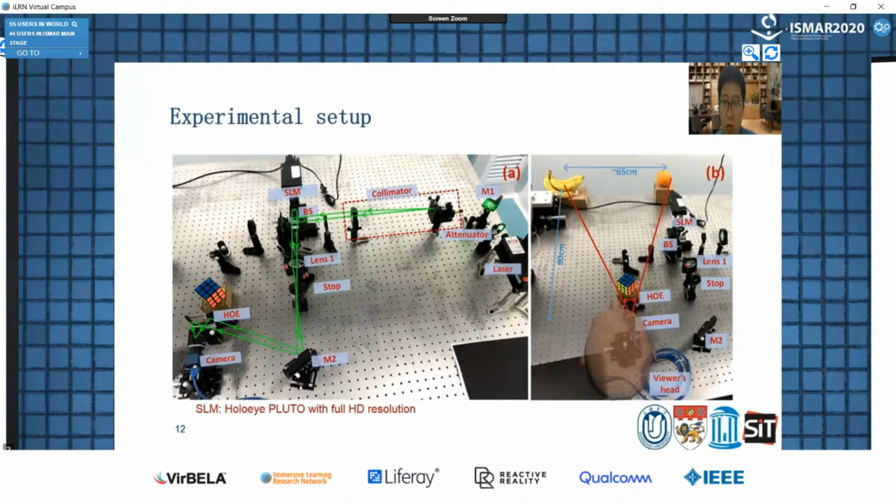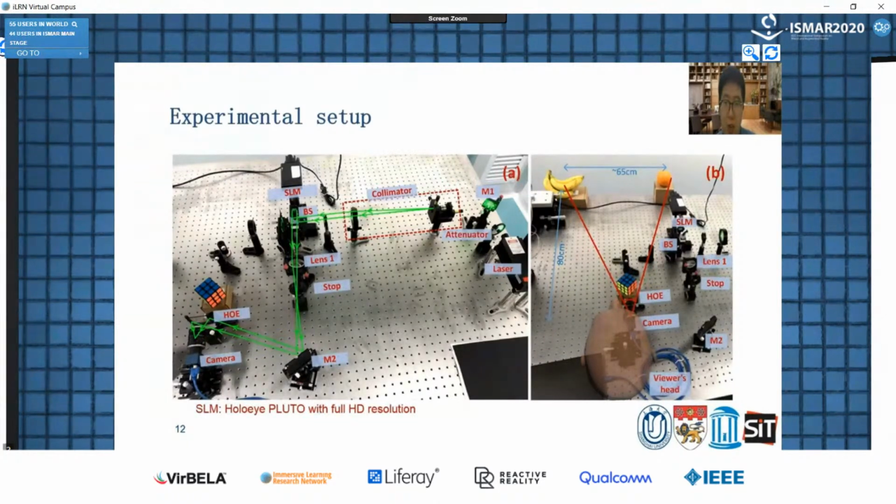Following the benchtop design, we built the system setup on the optical bench. Here we use the HoloEye Pluto phase-only SLM with 4K HD resolution as an image source, and put the industrial camera at the eye location to simulate the eye.